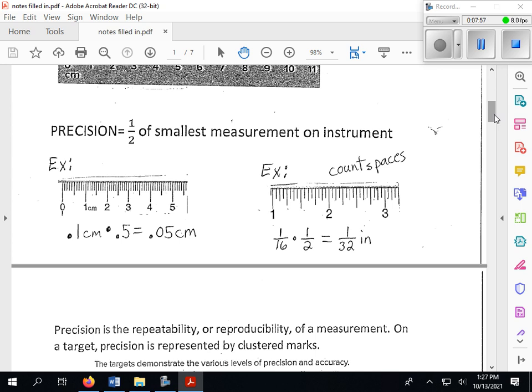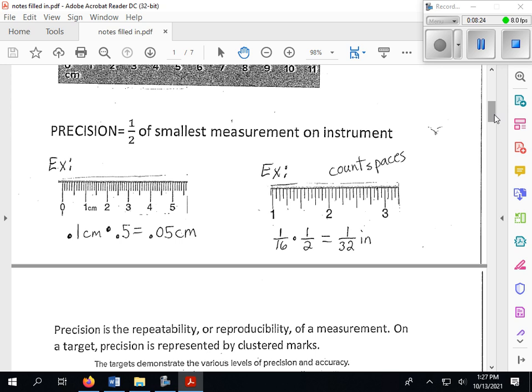On this one, this is a normal ruler here. How many spaces are there in between 1 and 2 on a normal ruler? 16. So that's 1/16 of an inch times 1/2, which means we can get to within 1/32 of an inch to the actual measure. That's how precise we can be.